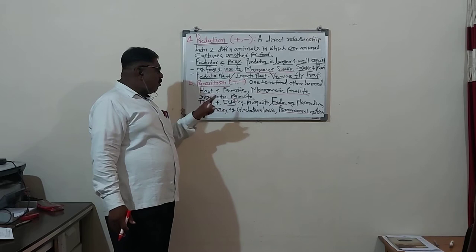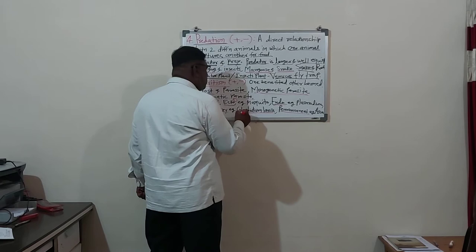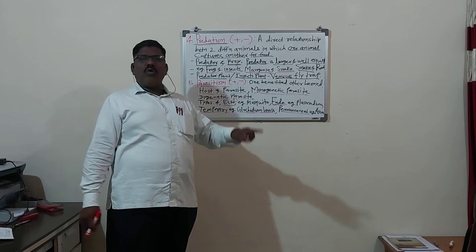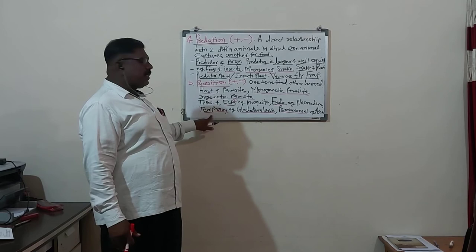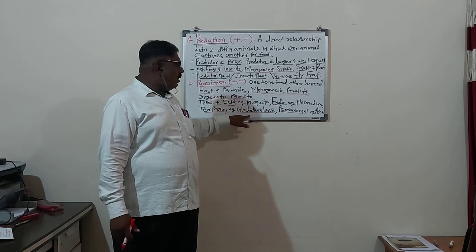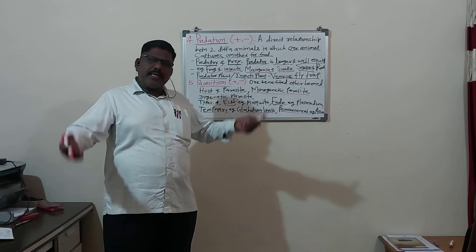And the most common example of a temporary parasite is the Glochidium larva. This Glochidium larva lives in the body of a bivalve, simply bivalve, for a particular period, not throughout life. So the Glochidium larva is an example of a temporary parasite which depends on the host, that is the bivalve. Permanent parasite: a parasite that completes its life cycle, its complete life, dependent on the host. That is called a permanent parasite.